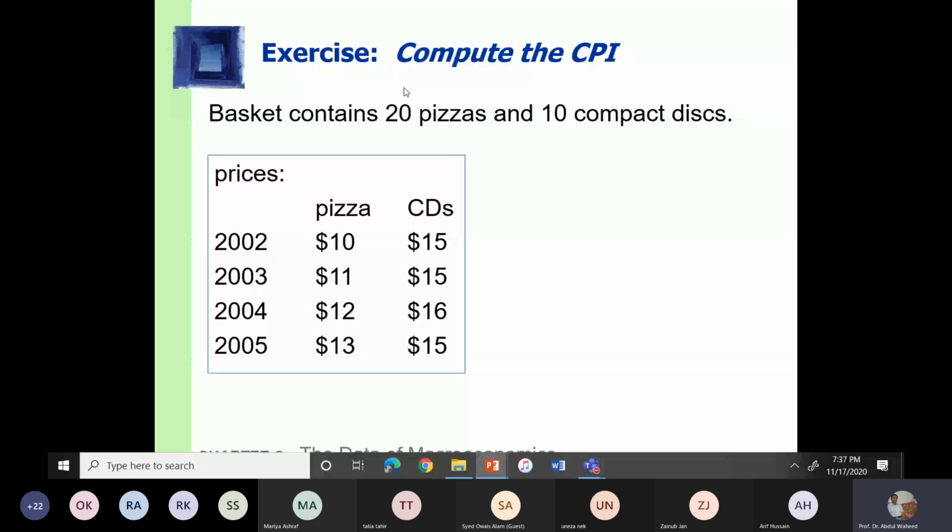We have to look at how many pizzas there are, and multiply with the price of pizza, then we will get the value of pizza, or we can say the cost of pizza. Then we have compact discs, we multiply with the price of CDs, and we will get the cost of CDs or value of CDs, and then we add both, and we will get the cost of this basket, because in the basket there are 20 pizzas and 10 CDs. So then we will get the cost of the basket in 2002.